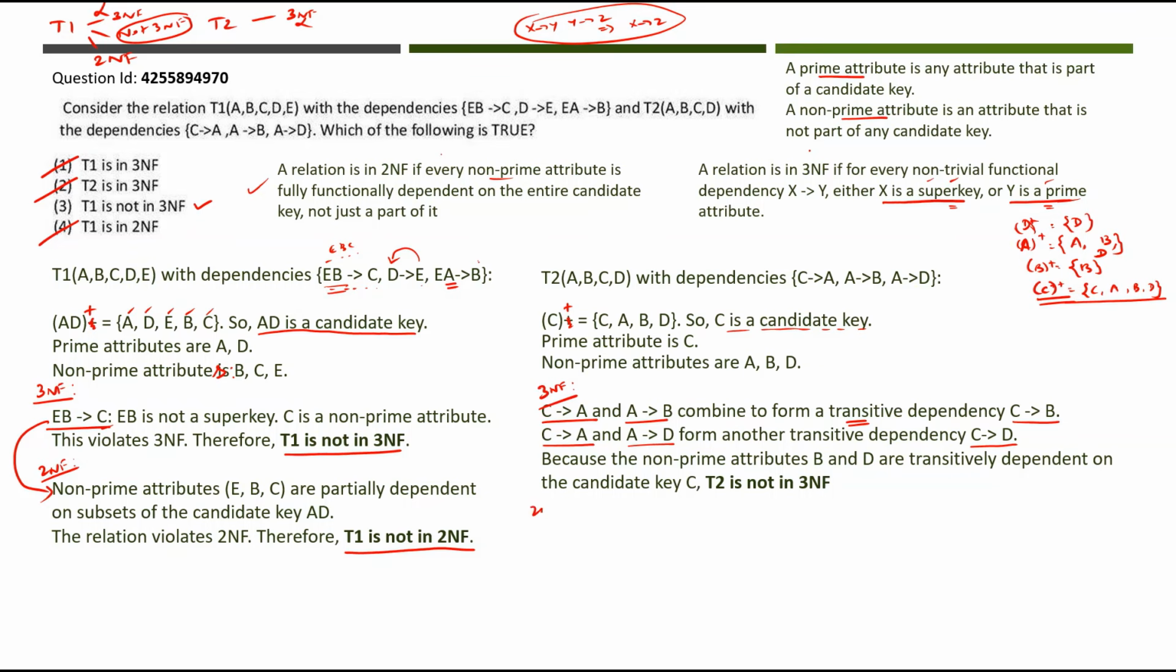So let's check for 2NF. Additionally, it is not related to this question. Since the candidate key is a single attribute, there can be no partial dependency, and so T2 is in 2NF. There is no statement regarding this one. So just for learning purpose, I have given you this particular part. As for this question, we are marking option number 3, T1 is not in 3NF, as the right answer.